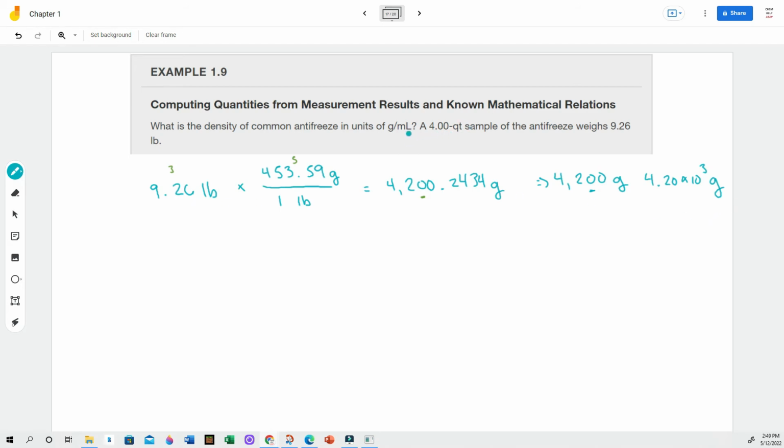Now let's convert our quarts into milliliters. So I have 4.00 quarts, and my conversion factor here is 1 liter over 1.0567 quarts. Again, notice my quarts are canceling here. And now I have liters, except I want milliliters, so I need one more conversion factor. And there are 1,000 milliliters in 1 liter. So this is actually a sequence of 2 conversion factors.